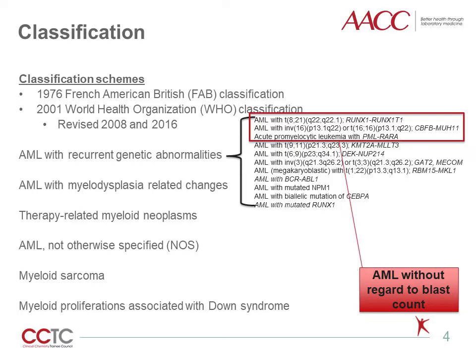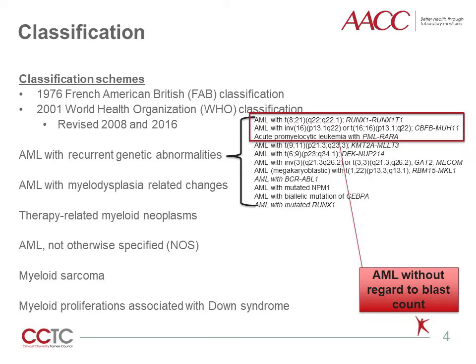In the recurrent genetic abnormality subgroup, the following abnormalities are recognized: acute myeloid leukemia with translocation 8;21, acute myeloid leukemia with inversion 16 or translocation 16;16, acute promyelocytic leukemia (APL) with PML-RARA fusion, acute myeloid leukemia with translocation 9;11, acute myeloid leukemia with translocation 6;9, acute myeloid leukemia with inversion 3 or translocation 3;3, acute myeloid leukemia (megakaryoblastic) with translocation 1;22, and acute myeloid leukemia with BCR-ABL1 fusion.